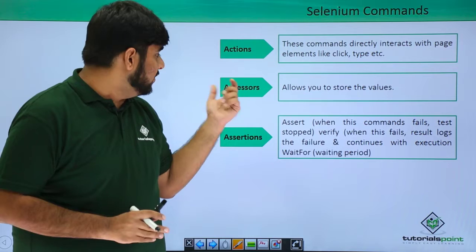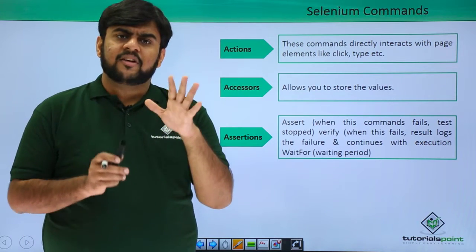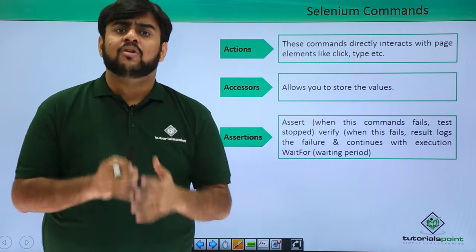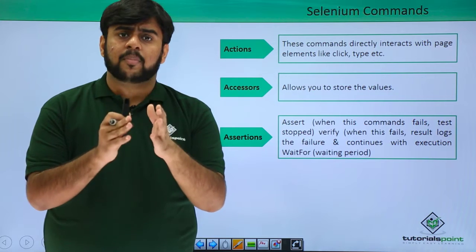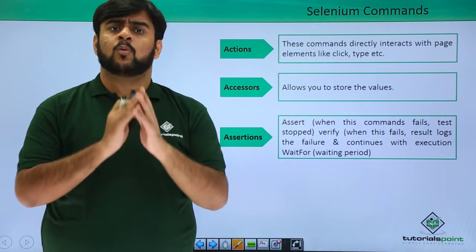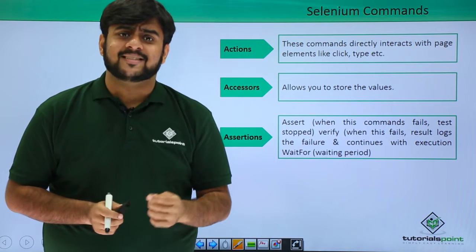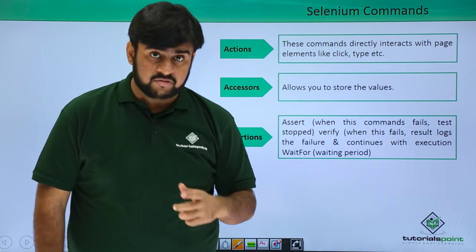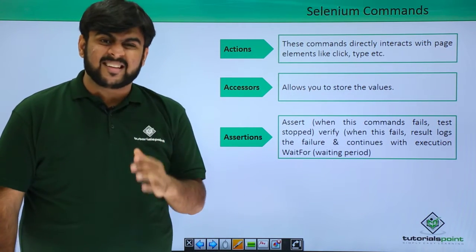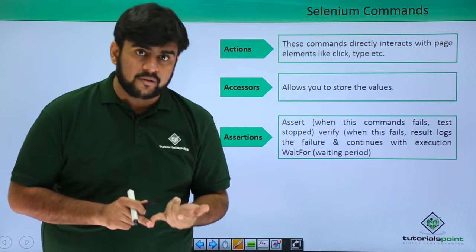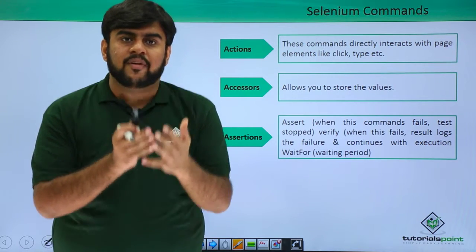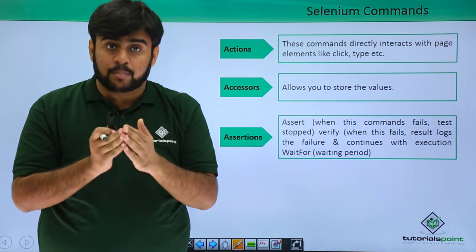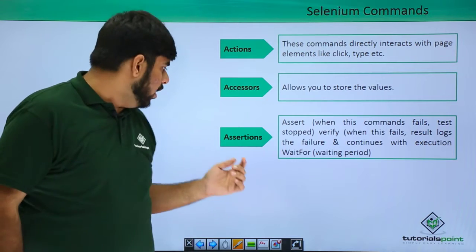Now, the second one is the accessors. Say you have stored some value and you wish to enter that value into an input box. You have stored a particular password, and you want to enter that password. All of these things are basically known as accessors, which allow you to store values. And the third and last one are the ones in which you don't work on values, but you wait for something, or you verify a title. All these things clubbed together form a part of assertions.